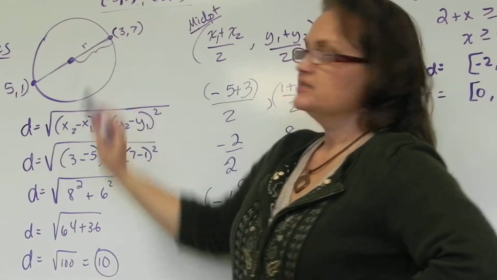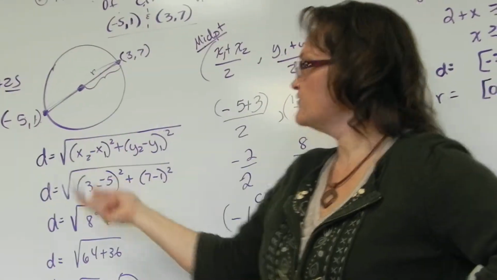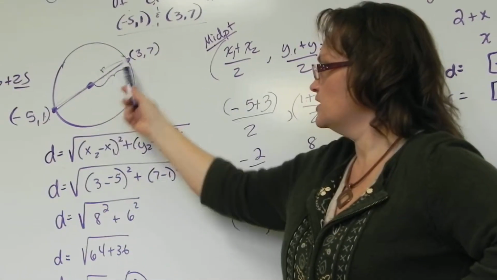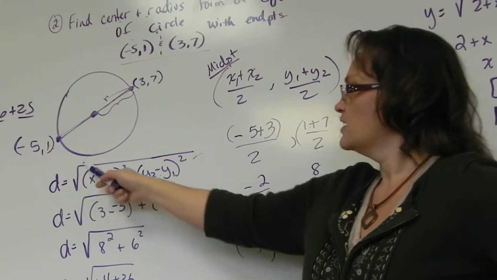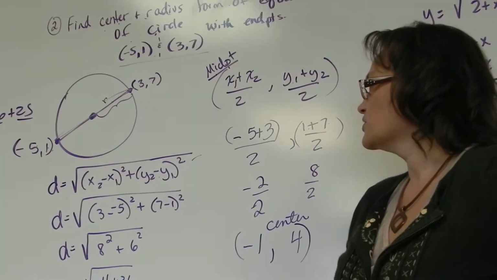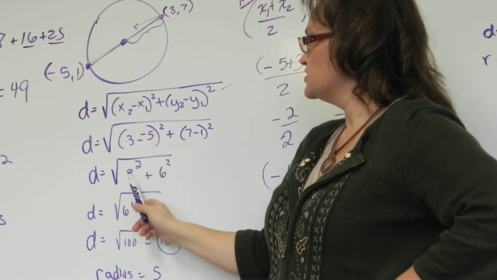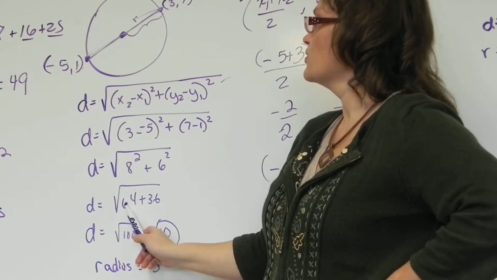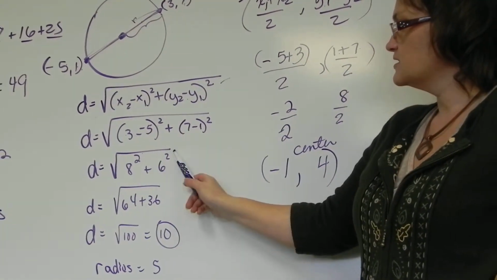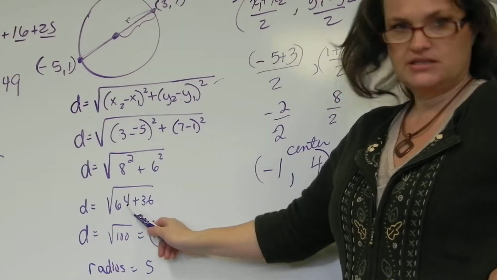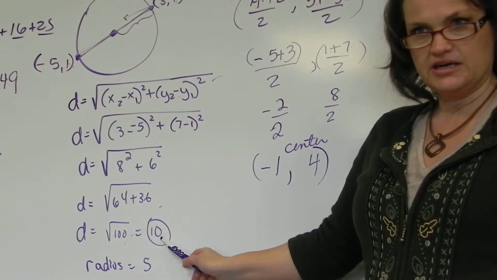Then we need to know the radius to use our formula. The radius, I'm going to figure out the distance of the diameter and then half it. So the distance formula from here to here would be subtract the x's squared plus subtract the y squared and then square root that answer, the distance formula. So I did 3 minus negative 5, which is 8. 8 squared, 64. And then subtract the y's. 7 minus 1, which is 6. 6 squared, 36. 64 and 36 is 100. The square root of 100, which is 10.